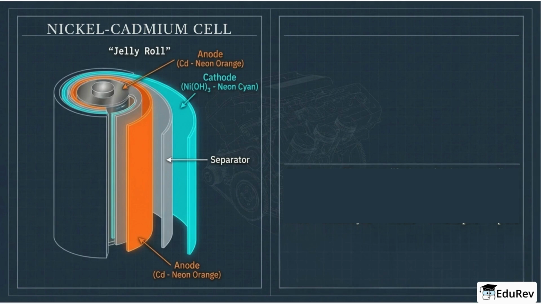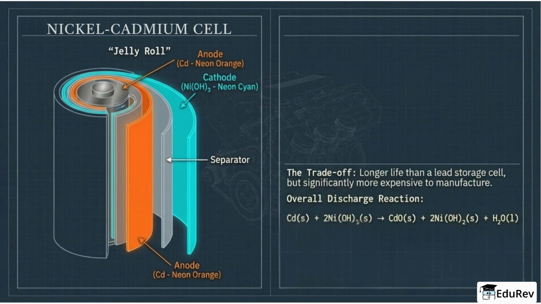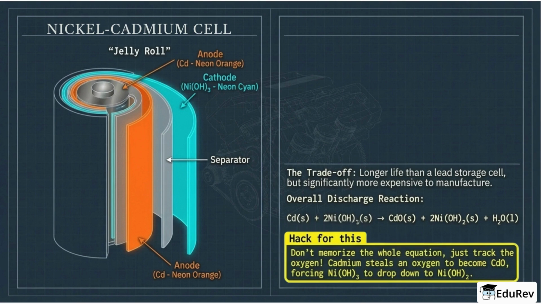The nickel-cadmium cell is another secondary battery. It is shown in the familiar jelly roll form. The anode is cadmium, the cathode is nickel oxyhydroxide related, and the separator keeps the electrodes apart. The slide emphasizes the trade-off. This battery lasts longer than a lead storage cell, but it is more expensive to manufacture. The key discharge idea is that cadmium gets oxidized while nickel species change accordingly.